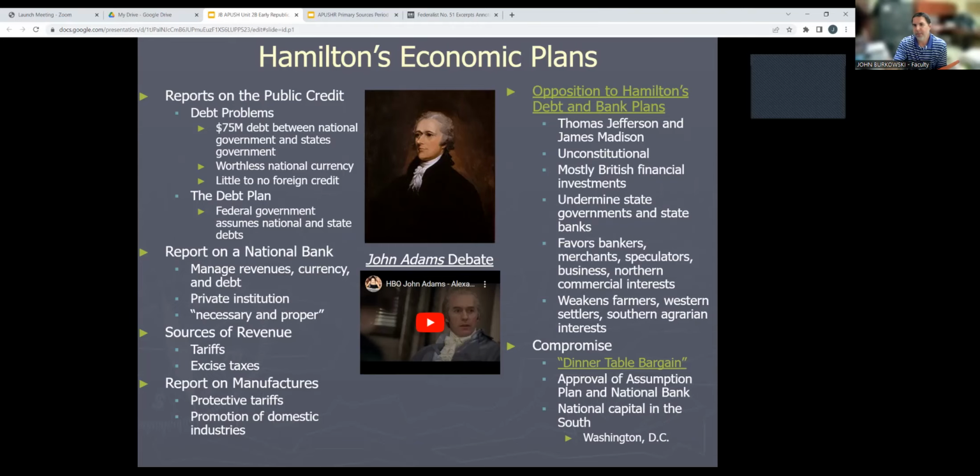So I want to play this clip from the John Adams series from HBO. And this is where Hamilton and Jefferson are going to pretty much establish their positions with each other. So check this out.